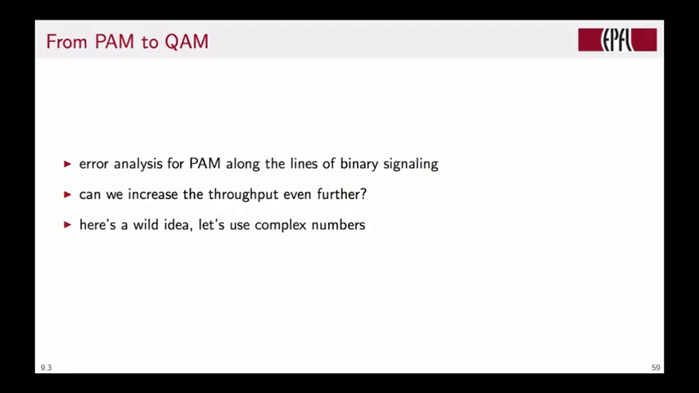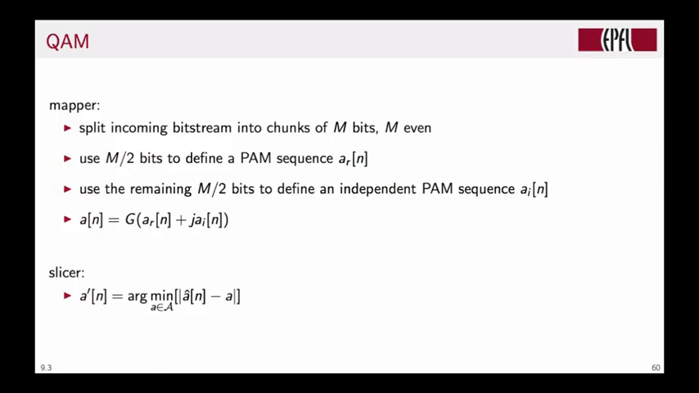Let's use complex numbers and build a complex valued transmission system. This requires a certain suspension of disbelief for the time being, but believe me, it will work in the end. The name for this complex valued mapping scheme is QAM, which is an acronym for Quadrature Amplitude Modulation, and it works like so. The mapper takes the incoming bit stream and splits it into chunks of m bits with m even. Then it uses half of the bits to define a PAM sequence, which we call A_R of n, and the remaining m over 2 bits to define another independent PAM sequence, A_I of n.